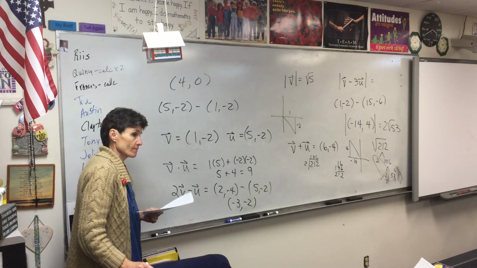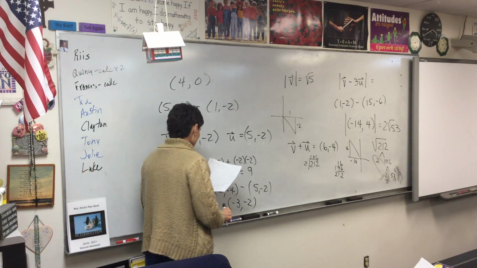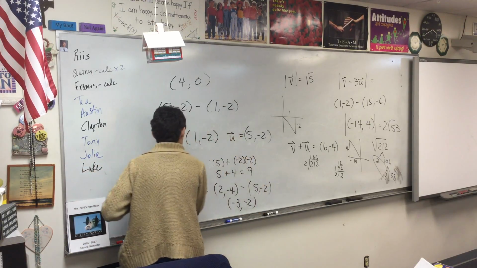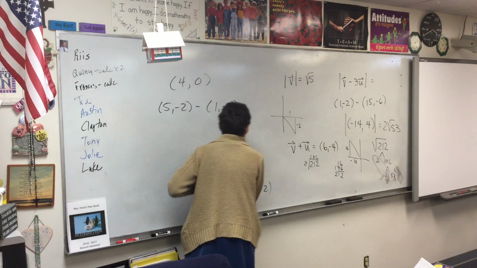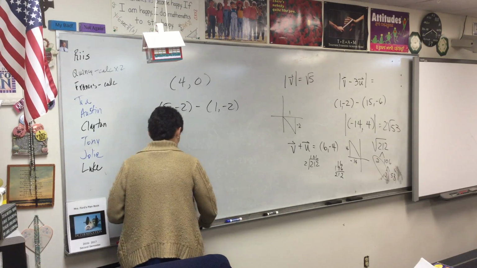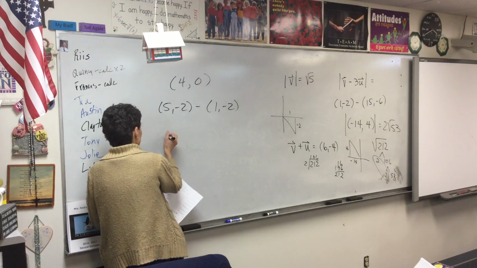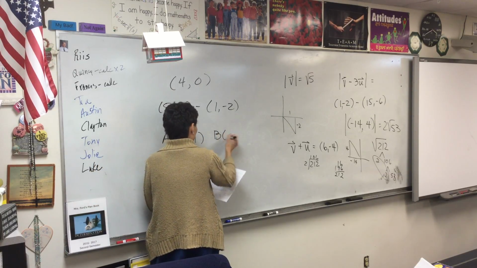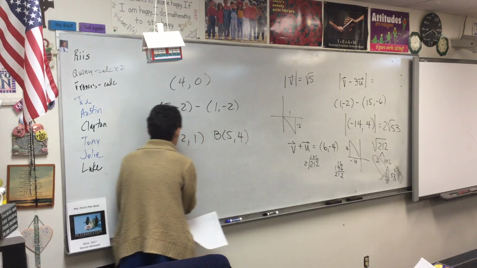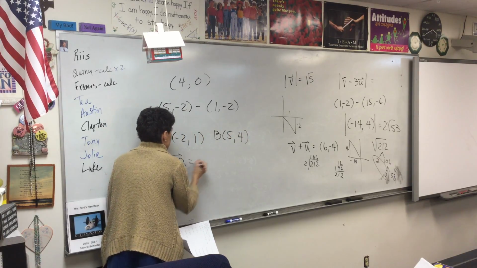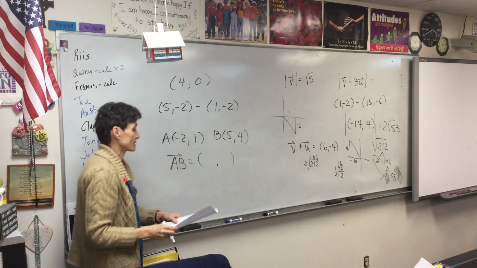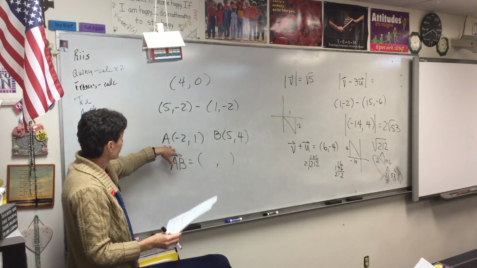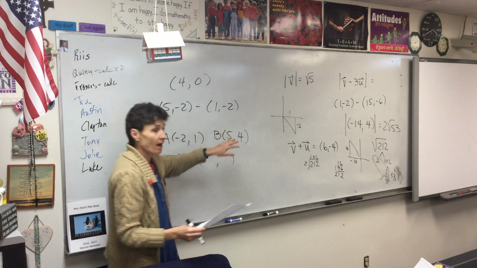Alright, next. Find the components and magnitude of AB. Well, this is easy. You've done both of these already on this paper. We have 2 points, and we need to know the coordinates or the components of the vector that starts at A and stops at B.